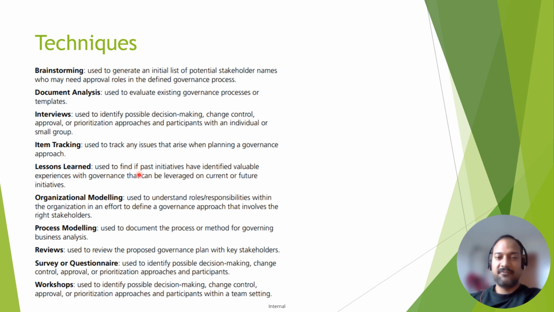Lessons learned used to find if past initiatives have identified valuable experiences with governance that can be leveraged on current or future initiatives. Organizational modeling used to understand roles and responsibilities within the organization in an effort to define a governance approach that involves the right stakeholders. Process modeling used to document the process or method for governing business analysis. Reviews used to review the proposed governance plan with key stakeholders. Survey or questionnaire used to identify possible decision making, change control, approval, or prioritization approaches and participants. Workshop used to identify possible decision making, change control, approval, or prioritization approaches and participants within a team setting.